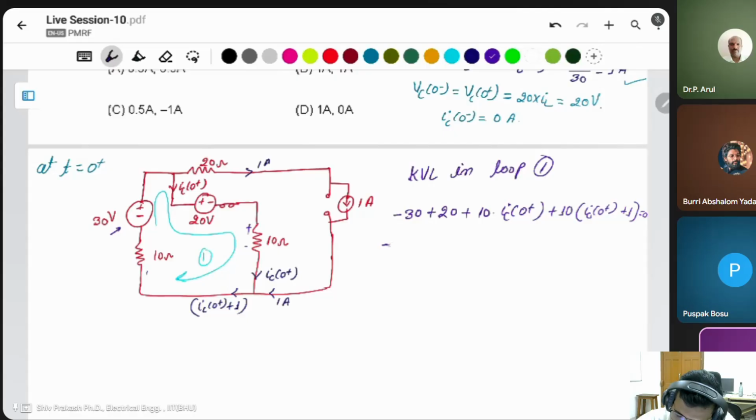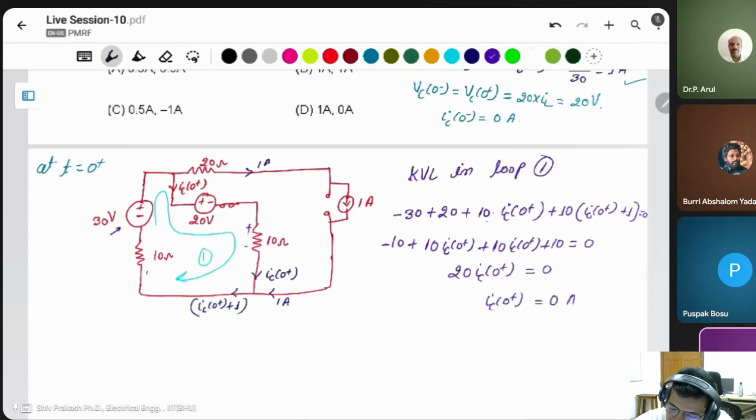This will be minus of 10 plus this will be 10 IC(0+), plus this will be also 10 IC(0+) plus 10 is equal to 0. 10 will cancel out, 10 IC will be 20 IC(0+), this will be 0, then IC(0+) is equal to 0 ampere. There is no current through the capacitor after t is equal to 0.